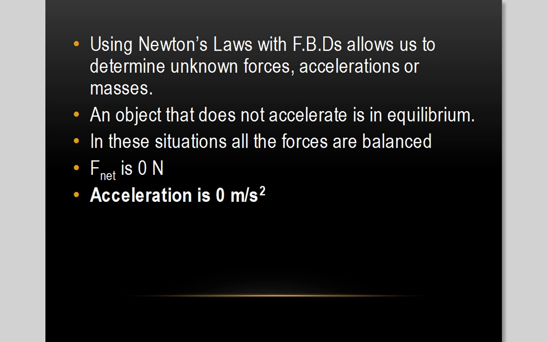So you use Newton's laws with free body diagrams to determine forces, accelerations, and masses. Do you remember on the quiz today where it said constant velocity at the bottom of the quiz? So in that case, acceleration is 0, and therefore, because F net equals ma, and a is 0, then the net force is 0. So if the net force is 0, all the forces have to be equal and opposite. They have to be balanced.